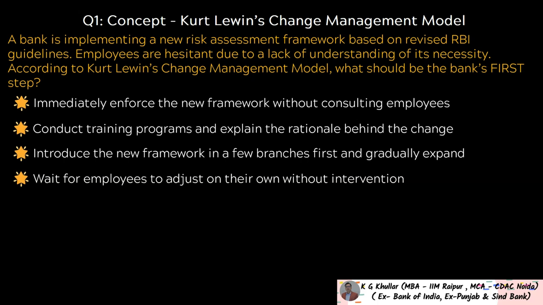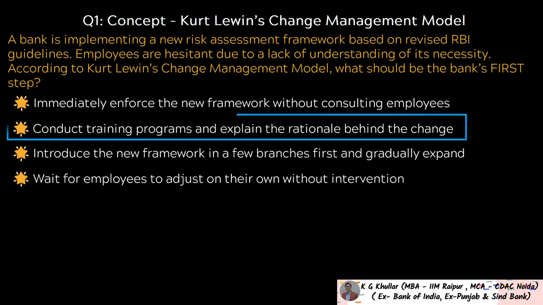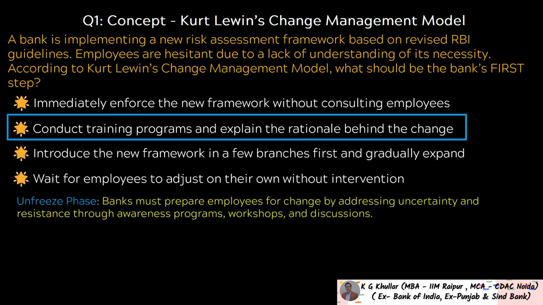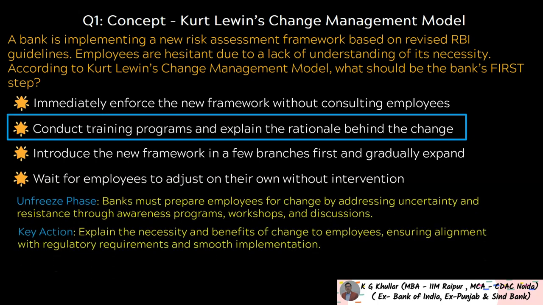Now friends, this situation falls under the unfreeze phase of Lewin's model, where the goal is to prepare employees for the change and reduce resistance. As you know, employees often resist changes due to uncertainty and fear of the unknown. So by conducting awareness programs, workshops, and open discussions, banks can make employees understand why the change is needed, its benefits, and how it aligns with regulatory requirements. So the correct option for the given question is option B.